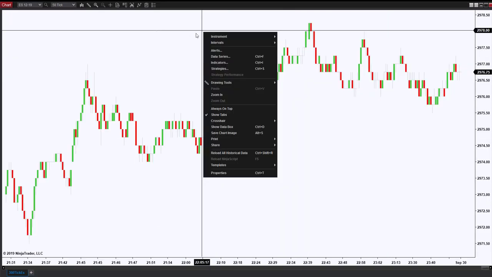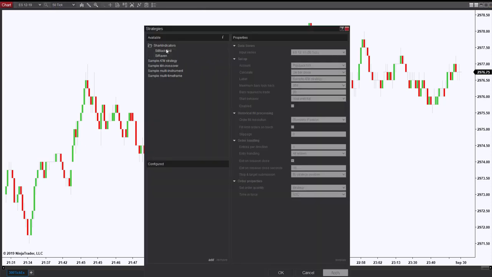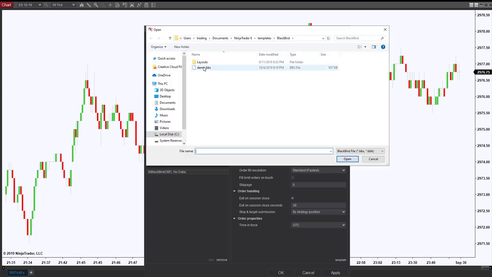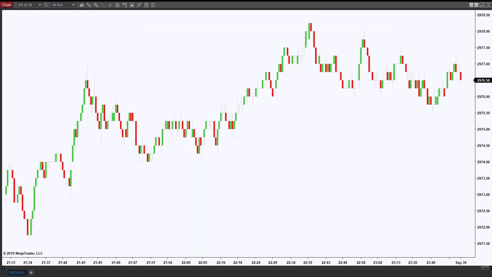Now, in order to load the BlackBird strategy, we're going to come to the strategies, find BlackBird, enable it, and choose the demonstration file that I've created here and say OK. BlackBird will take a few seconds to load.